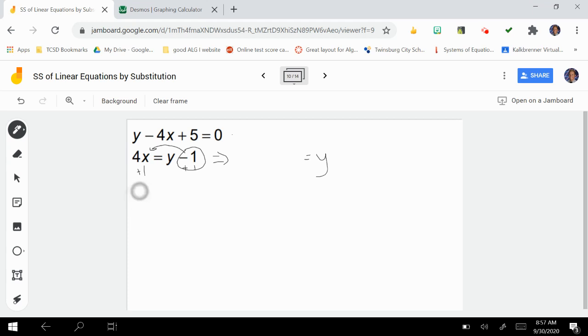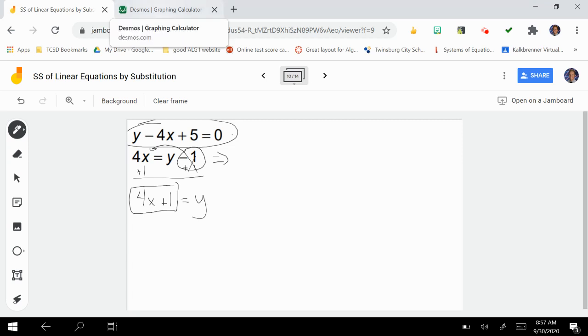What is 4x plus 1? Just that, 4x plus 1. What is negative 1 plus 1? That gets you my 0 here. And I'm left with y equals 4x plus 1. All right? So now, since I have a variable to solve for, I'm going to substitute that in. What does y equal? 4x plus 1.